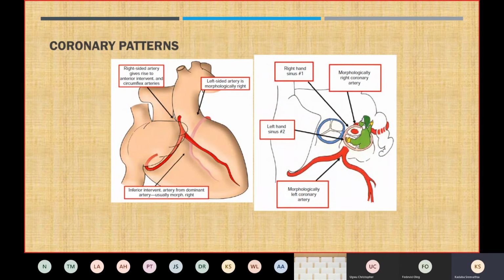The other applied anatomy that we need to know very importantly in a ccTGA is the anatomy of the coronaries, because this is the age when in this era we are doing a lot of double switch.